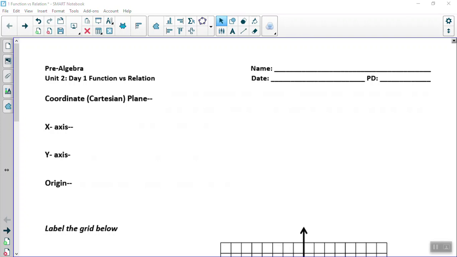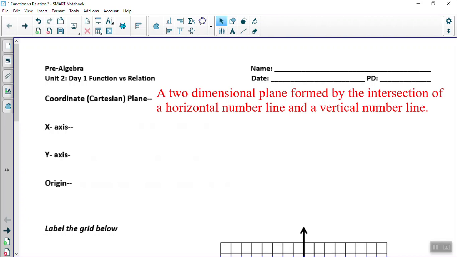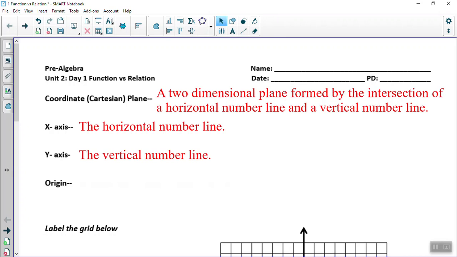The coordinate plane, or as some people call it the Cartesian plane, is a two-dimensional plane that's formed by the intersection of a horizontal number line and a vertical number line. Those number lines are called the x-axis and the y-axis. The x-axis is our horizontal number line, and the y-axis is our vertical number line. The origin is where the x and y axes cross.